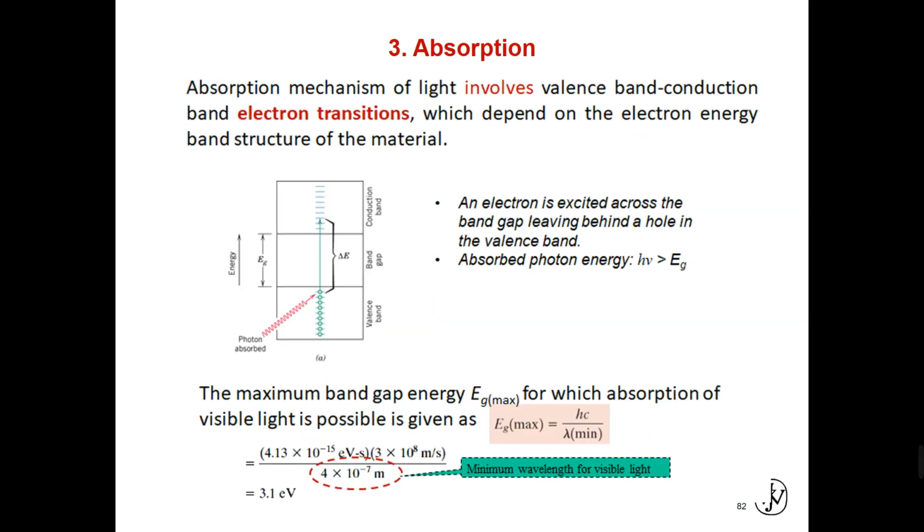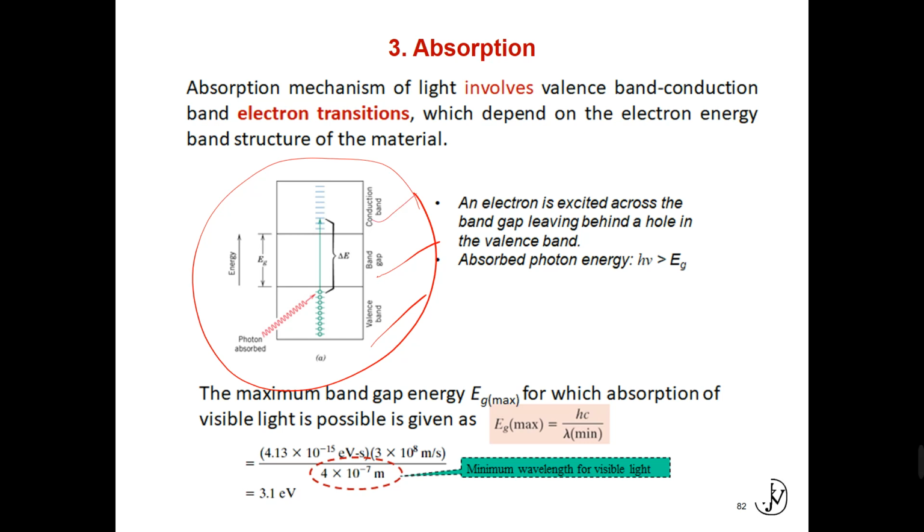Next, what is absorption? Absorption of light involves valence band, conduction band electron transitions, which depend on the electron energy band structure of the material. Seperti di sinilah. So kita dah belajar, kita ada valence band, ada band gap di tengah-tengah, Fermi energy level dan sebagainya, ada band gap energy, and we have conduction band.